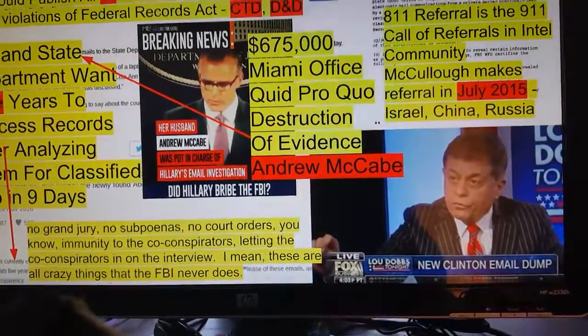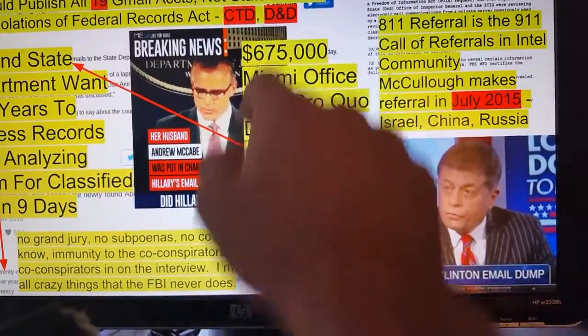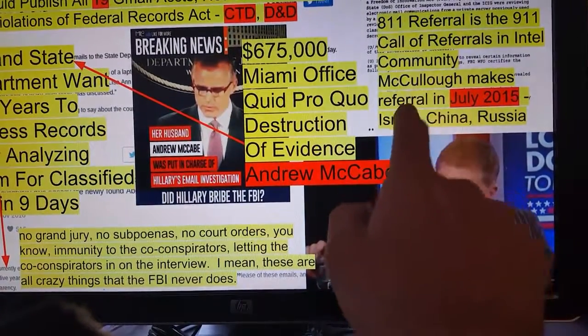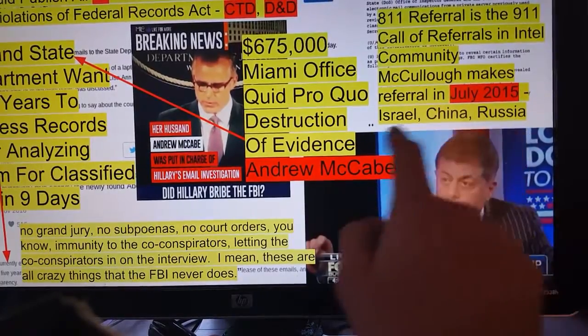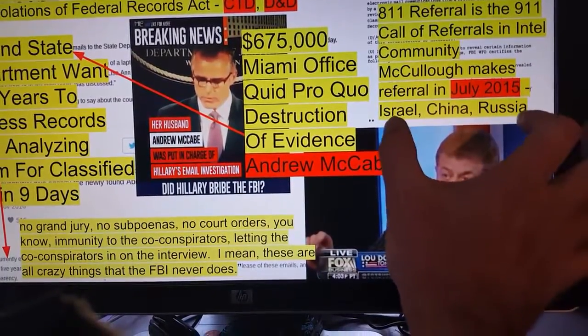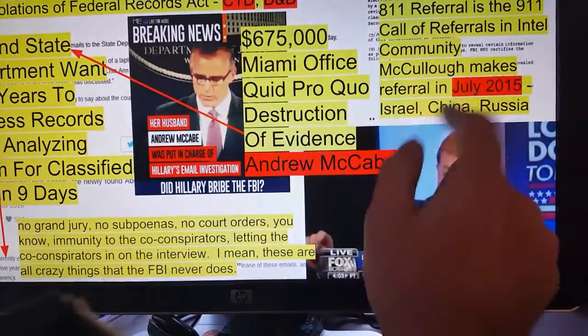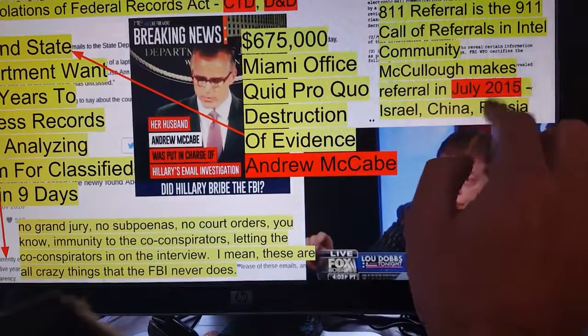So anyway, it's all in the 650,000 emails. I think I've said that before. Earlier this morning I mentioned that Israel, China, and Russia have all three of these emails. So all three of these nations can selectively release emails.